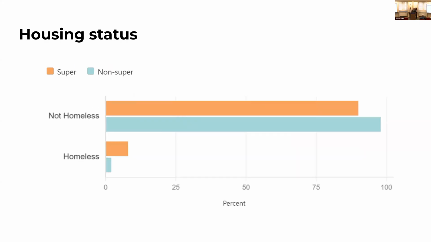Super users are also disproportionately likely to be experiencing homelessness. About 2/3 of patients in our data set who are unhoused are also considered super users, although they are a very small minority of overall super users.